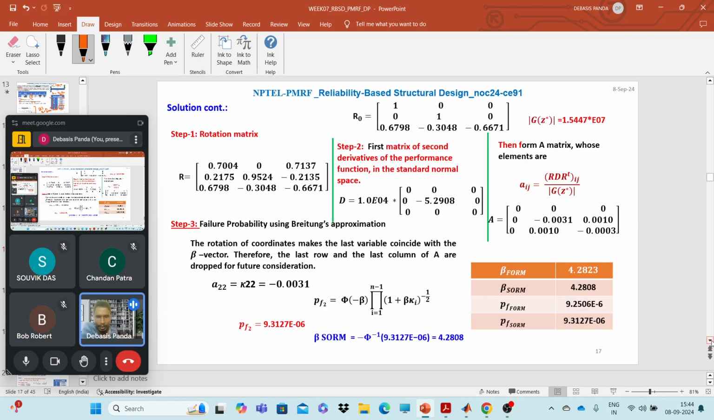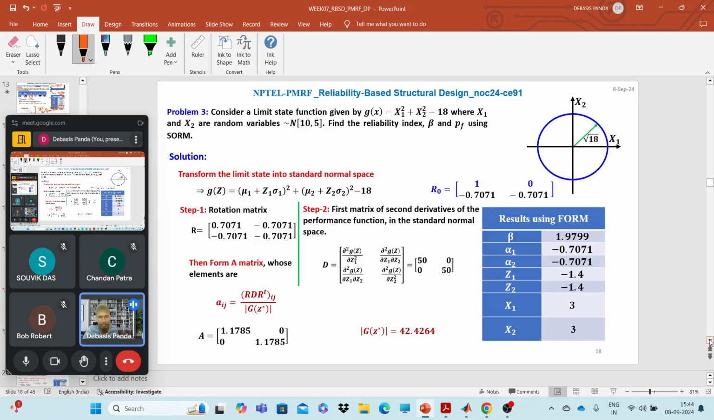Here, as you can see, we have two kappa values, but one kappa value is 0. That's why only one kappa value, K22, is used in this matrix. But if we have a 4 cross 4 matrix, you need to do the eigenanalysis for this. So we will code it, and when we code it, we will check different kinds of problems.